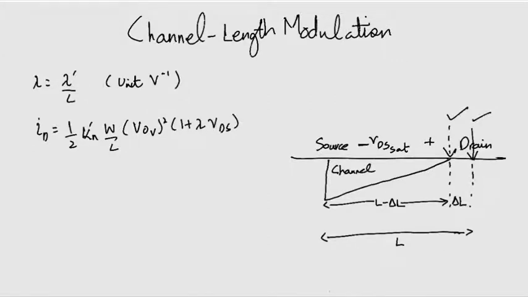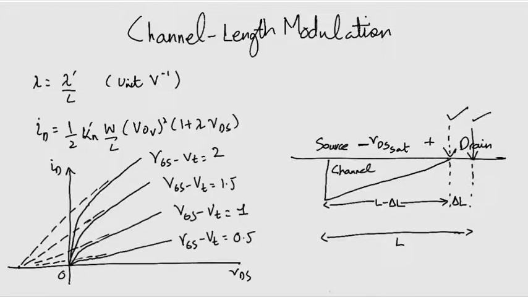Now let us see graphically how channel length modulation modifies our ID-VDS characteristic. You can now see that the graphs in the saturation region have a gradient as opposed to the horizontal lines that they were before. When they are extrapolated, they intercept the VDS axis at the point VDS equals minus VA, this one.